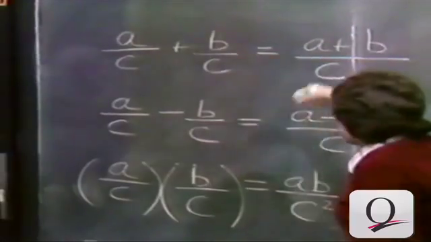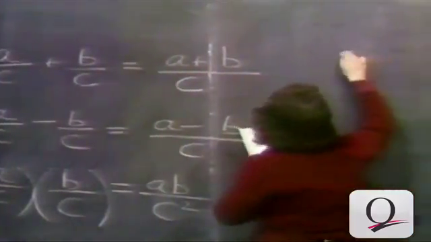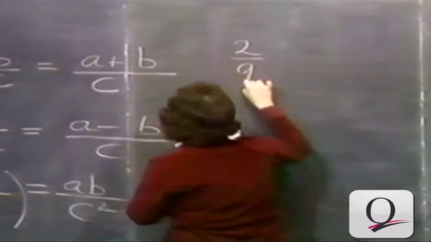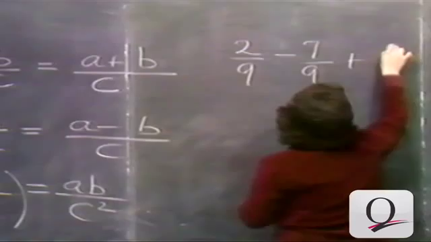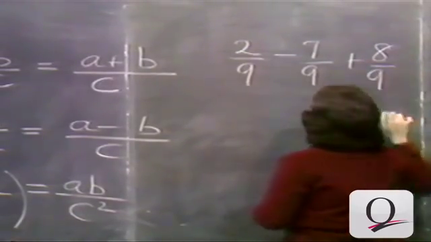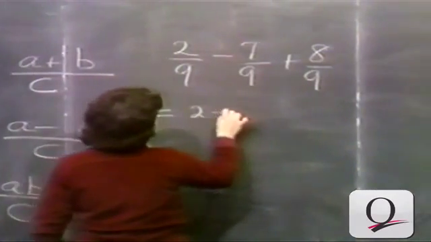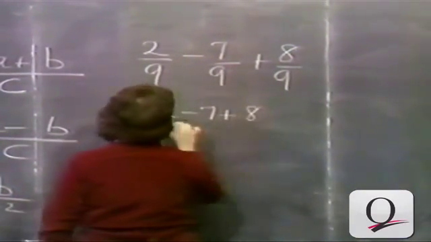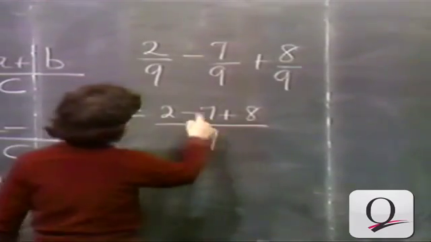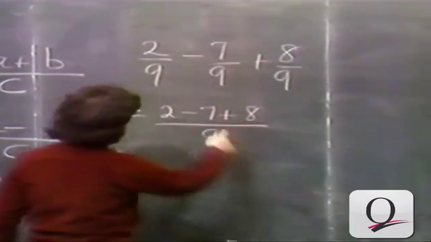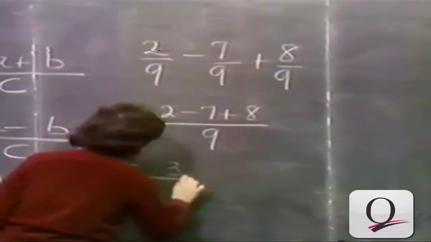Now, this can be used for more than two fractions. Let's try a problem. 2/9 take away 7/9 plus 8/9. We combine the numerators. We get 2 minus 7 plus 8 over 9. 2 minus 7 gives us minus 5, plus 8, that's plus 3 over 9.